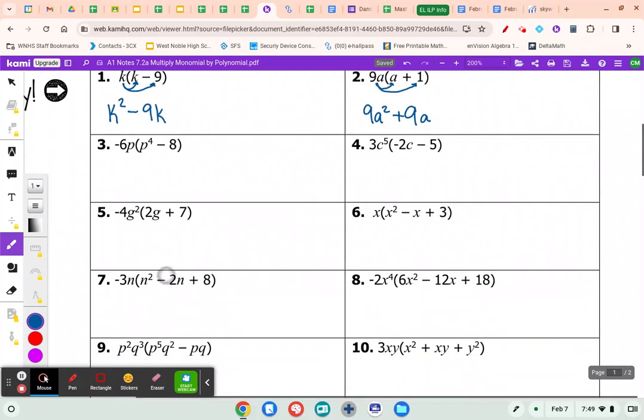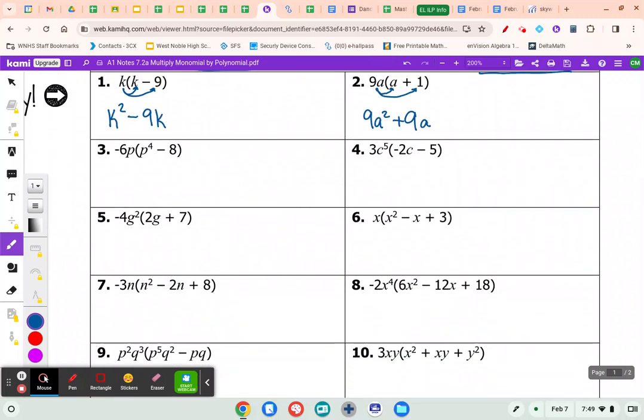Okay, let's do 3. Once again, a simple monomial distribution. You go ahead and distribute this negative 6 through. So multiply big numbers times big numbers, add the exponents, so that's technically p to the first here. We get negative 6 p to the 5th plus, because two negatives make a positive, plus 48p. Pause, go ahead and try question 4.